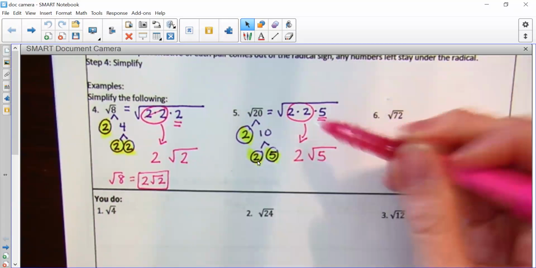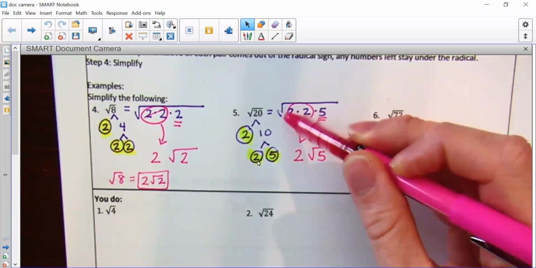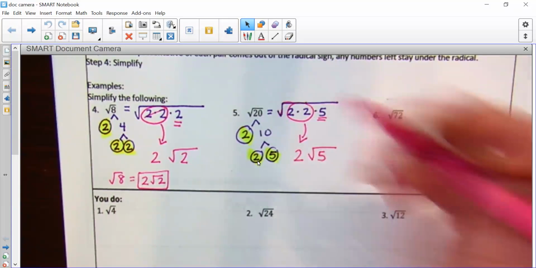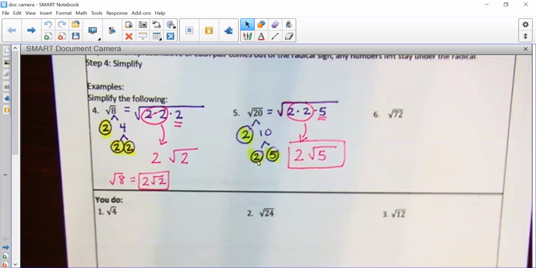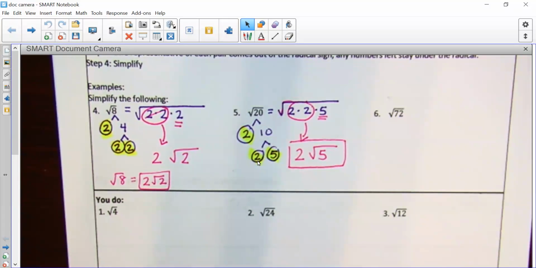And why is that? Because 2 times 2 is 4. So what's the square root of 4? It's just 2. That's why pairs come out. But you don't write it twice. I only have one 2, because when I square root both of the 2s, I only have one left. Square root of 4 is 2.